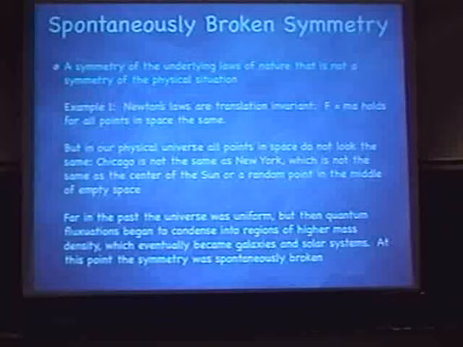And at this point, what we say is that the symmetry that you started with, which was that every point in space looks the same, has been spontaneously broken. It could have been that several light years that way became the Earth. But it didn't. There's a randomness associated with it, that this point in space coalesced into a huge amount of matter and not that one over there.